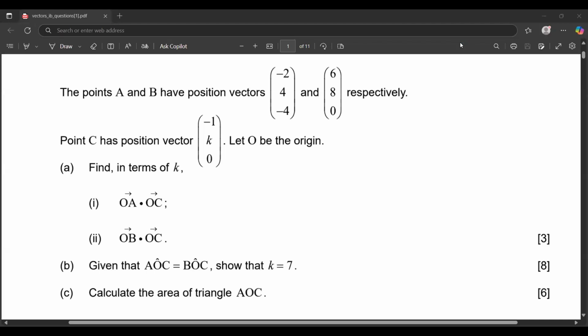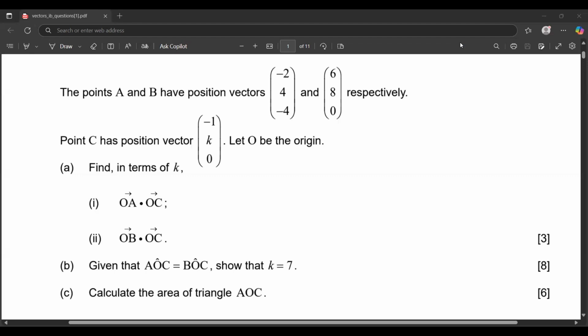Let's try and solve this question. The points A and B have position vectors -2, 4, -4 and 6, 8, 0 respectively. Point C has position vector -1, k, 0 and O is the origin. Find, in terms of k, OA dot OC, and then we have to find OB dot OC. Second question, they have given that OA dot OC is equal to OB dot OC and we have to show that k is equal to 7. Calculating the area of the triangle is also there, but we are not going to do that now because it's related to the vector product of two vectors. We're just going to focus on the dot product now.